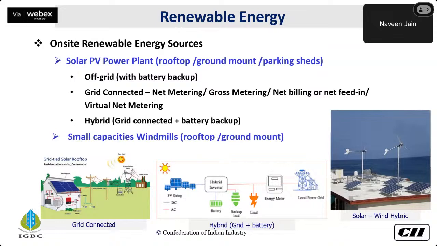Grid connected is basically more to reduce your electricity bill, and have more access to renewable energy for your project. And hybrid is for where energy cuts are more frequent. So that's why you want to run your load without interruption. So in those projects you can put hybrid solar.